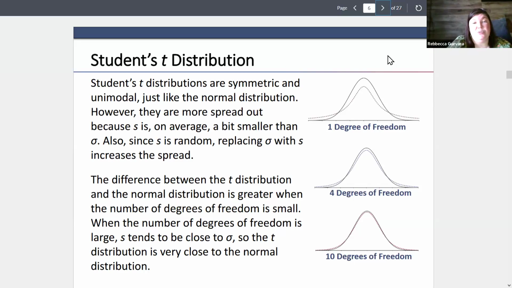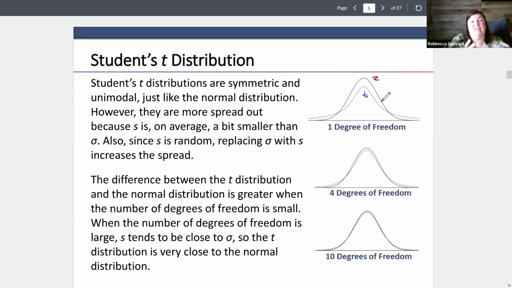So a student's t distribution is symmetric and unimodal, just like the normal distribution. However, there's more spread. It's more spread out, pulled out, like I said, this little dotted line. So the black line is a z curve, and this purple line is your t curve.